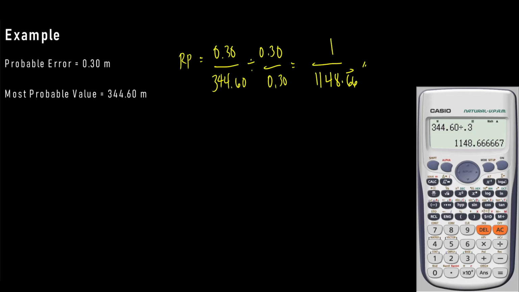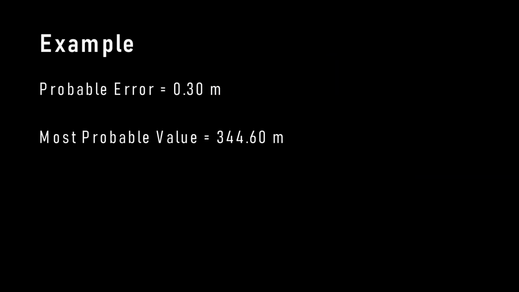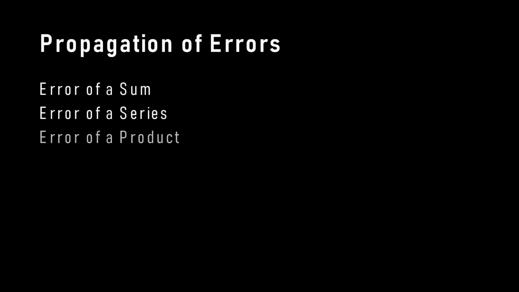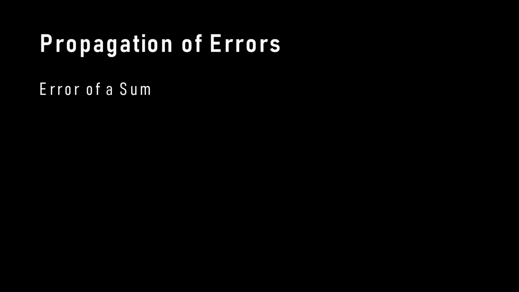Okay? So, next naman ay yung propagation of errors. So, sa propagation of errors, kumbaga, nag-add up yung error. So, yung term natin, nag-add up. Kumbaga, nag-accumulate yung errors. So, meron tayong apat dito: yung error of a sum, error of a series, error of a product, tsaka yung error of the mean.